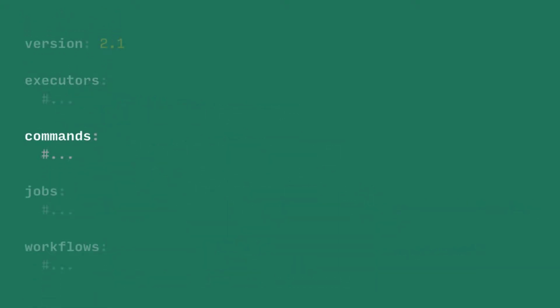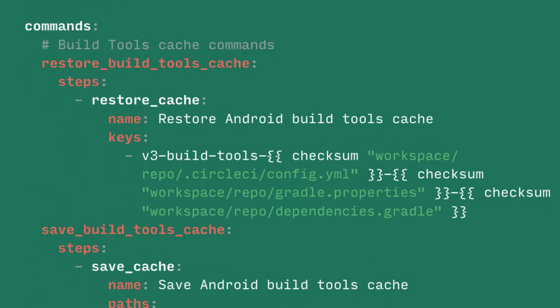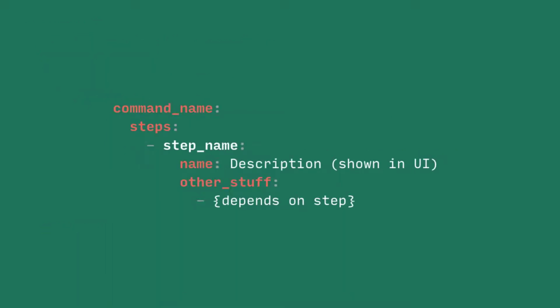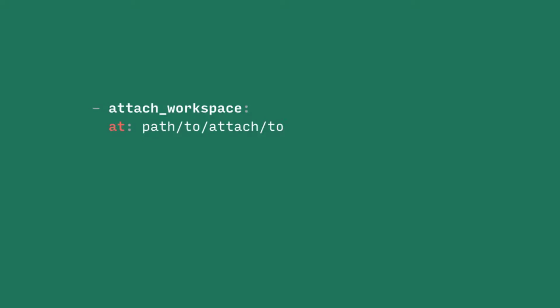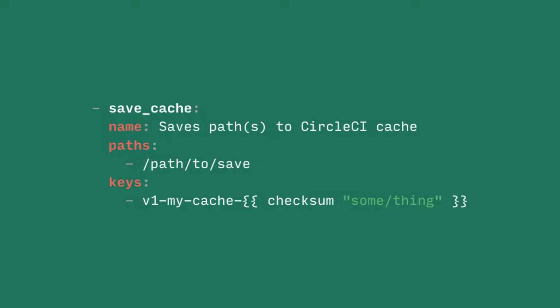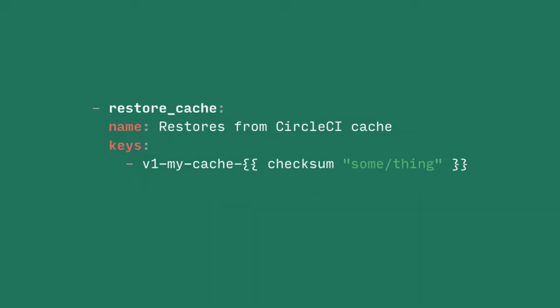So executors, seen it. Next step is commands. Commands are just a list of steps, and they have a name that is displayed in the web UI of Circle, and then a list of other stuff that really depends on the name of the kind of step. The easiest one I can think of is attached workspace. It's saying, okay, just bring this up now, here in this path. There's 2 other ones, which are save cache and restore cache. Basically, save cache, you can say, take these folders, save them for later, and restore cache is the opposite thing.